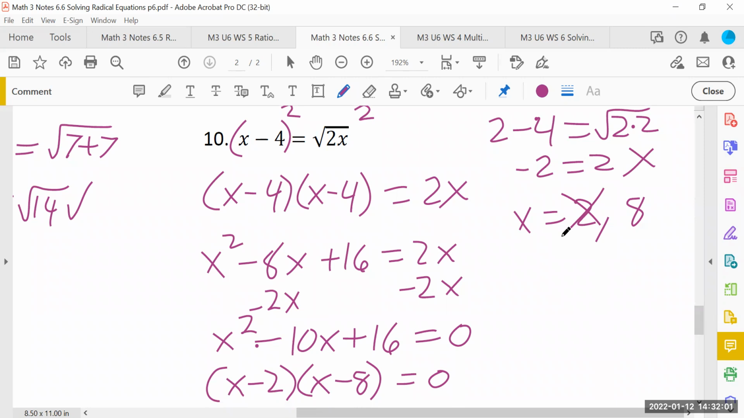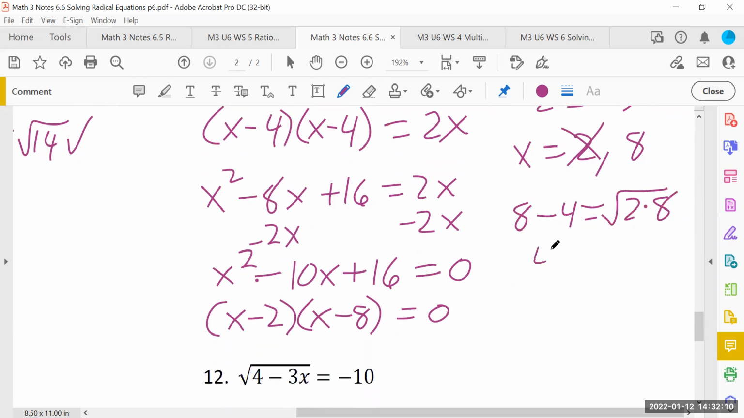But let's try the 8. 8 minus 4 is supposed to equal the square root of 2 times 8. 8 minus 4 is 4. 2 times 8 is 16. We're good. Square root of 16 does equal 4. So this one, the correct answer is 8.